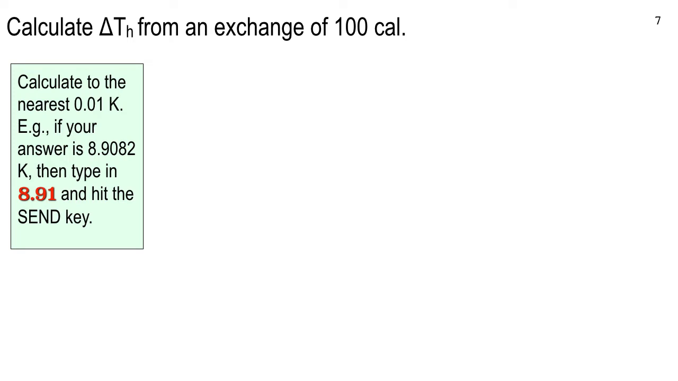So take some notes. Here's your first move. 100 calories equals MC delta T, and figure out delta T. Now this is delta T for the honey, so this is going to be a positive number. Everything in here is positive. For the tea, that's cooling off, so delta T is going to be negative, and that's why we start with minus 100.